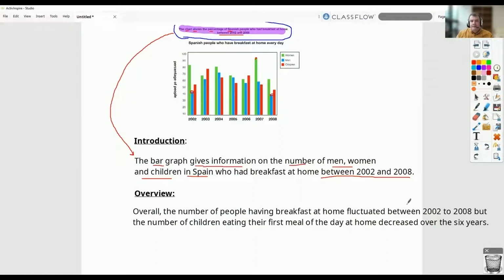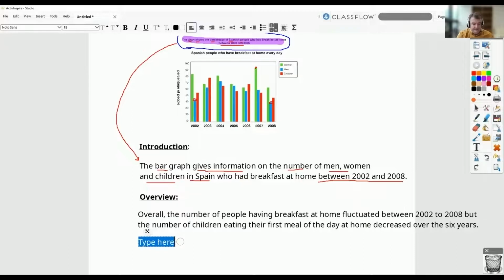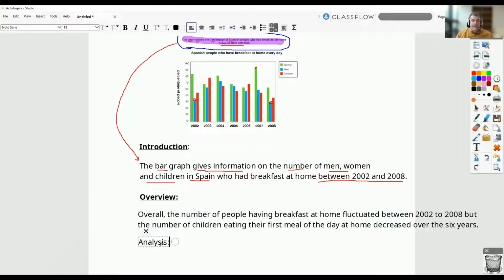Okay, so that's our overview. So that's it. Step one, introduction, paraphrase the question, overview. Step two, give general information. Nothing specific yet. Now we move on to our analysis. This is the third paragraph, and this is where we start to be specific.